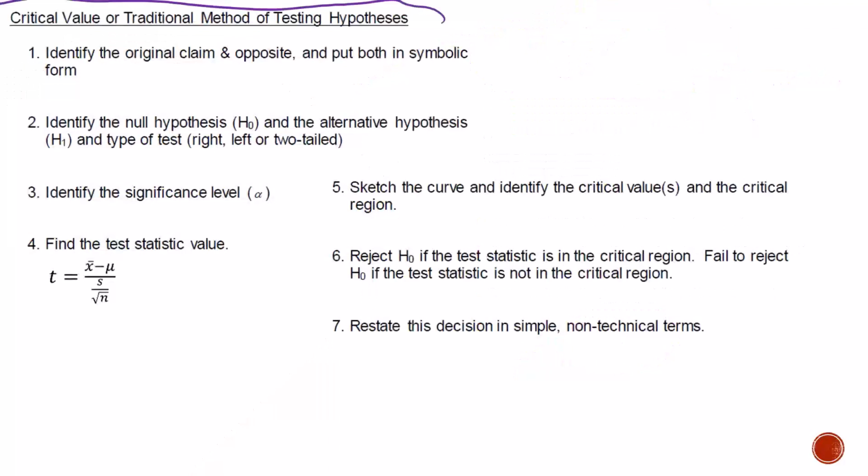Again, these are the steps you're going to go through for the critical value method. What's the only real difference here from the one we used for a proportion? It's step 4. What's different about step 4? The formula, because the test statistic is T instead of Z, and it involves means as opposed to proportions.